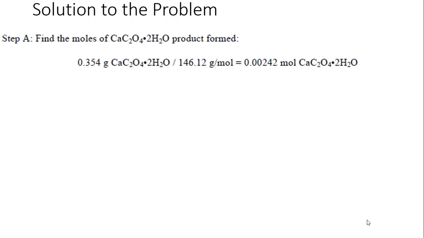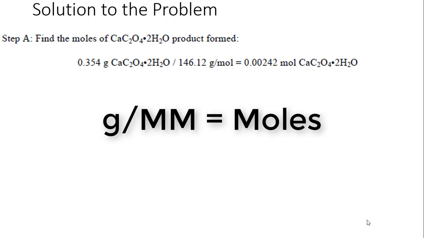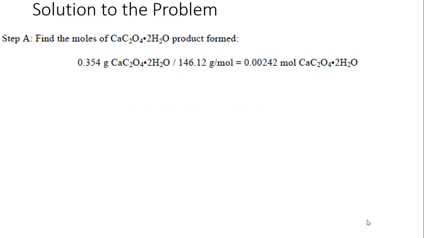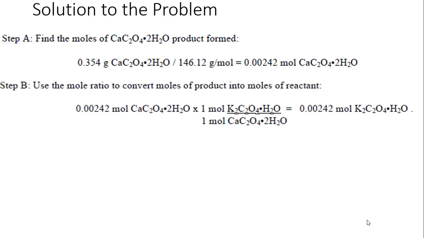So we have here, first of all, find the number of moles of calcium oxalate that we generated as product, right? And that was given in the problem, 0.354 grams. Well, grams over molar mass equals moles. We divide it by the molecular weight, we get the number of moles of calcium oxalate. And then using the stoichiometric ratios from the balanced chemical equation, right, we can take that number of moles of calcium oxalate and determine the number of moles of the limiting reactant, which is potassium oxalate, right?